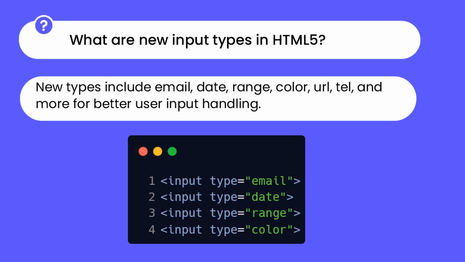What are new input types in HTML5? HTML5 introduced several new input types to make forms smarter and easier to use. Some of these include email for email addresses, URL for website links, tel for phone numbers, number for numeric input, date and time for picking dates and times, and range for sliders. These new types help with built-in validation and better user experience.